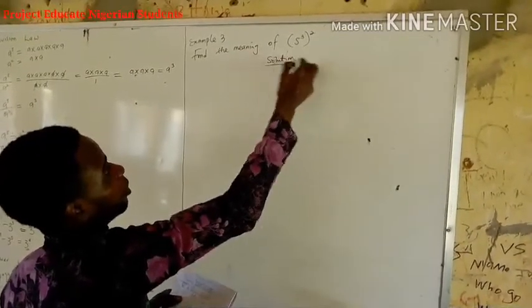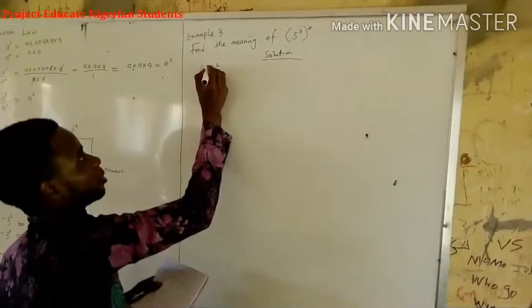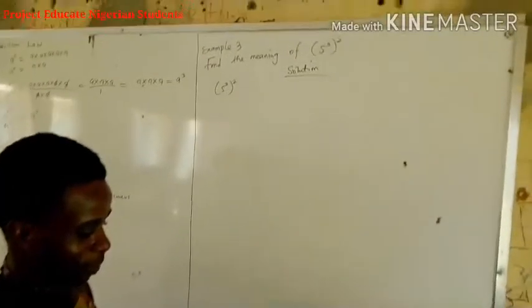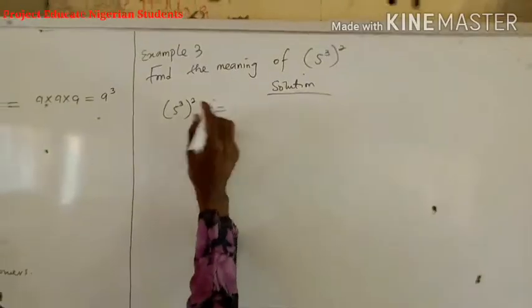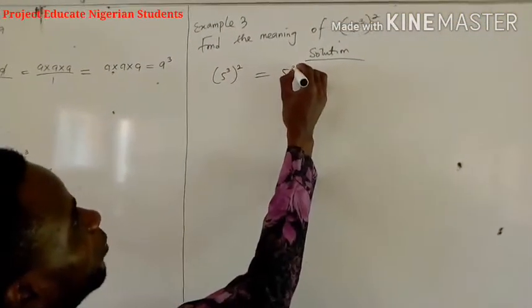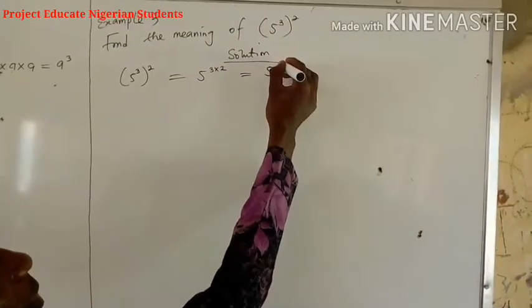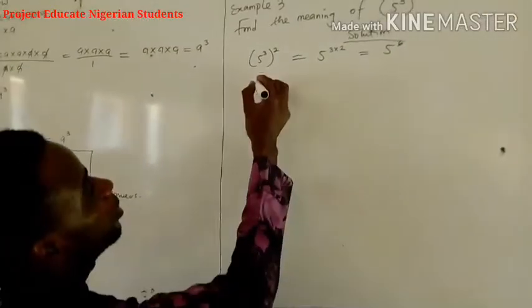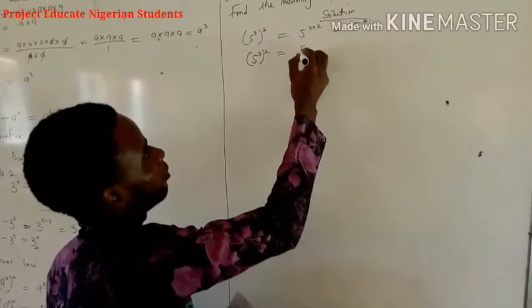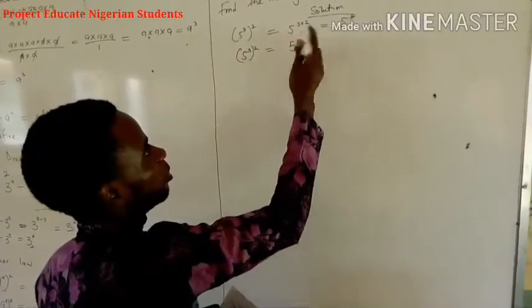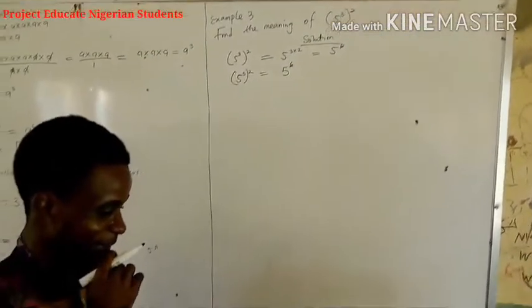Solution is 5 raised to the power of 3, open bracket, 2. This is 3 here. Sorry, handwriting is tiny. Okay, so we just have to multiply. We say 5 raised to the power of 3 times 2. 3 times 2 is what? 6. You put your 6 here. So it means 5 raised to the power of 3, power 2, is equal to 5 raised to the power of 6. Okay, is that taken?